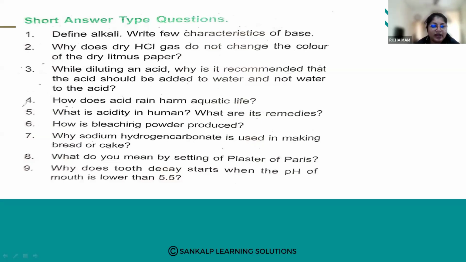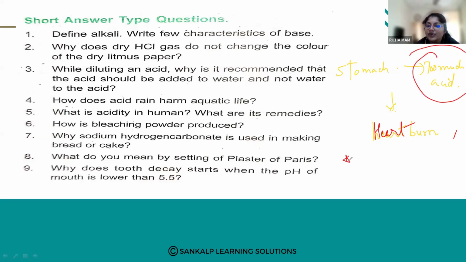When in the body more acid is produced, especially in your stomach, when too much acid is produced, it will lead to heartburn. You feel a burning sensation, and some other symptoms will be there. So how does this too much acidity occur?